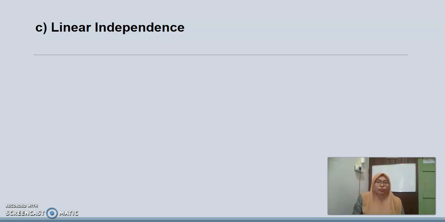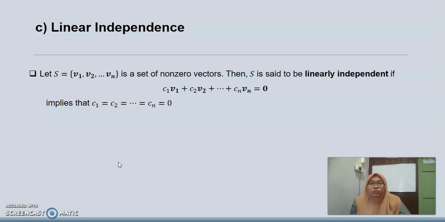Okay, let's continue with linear independence. So a set in a vector space can be linearly independent and it can also be linearly dependent. Let set S be any vectors, let's say v1, v2 up until vn. So set S is a set of non-zero vectors.